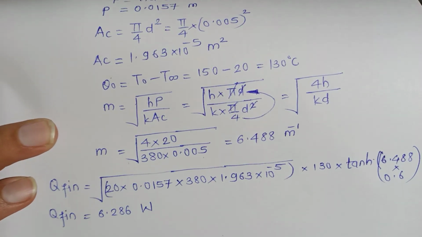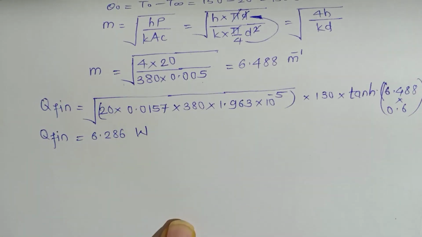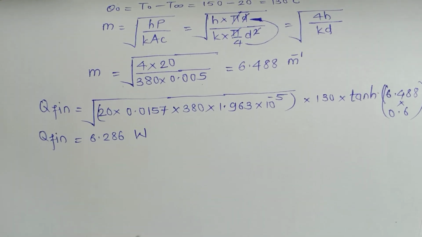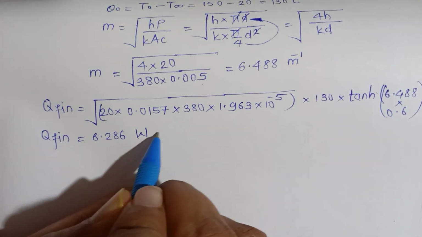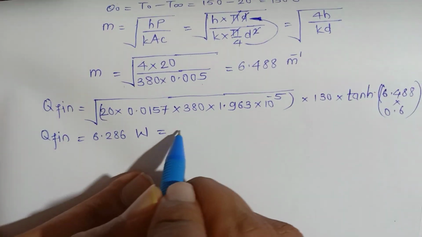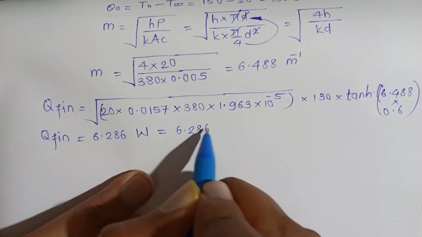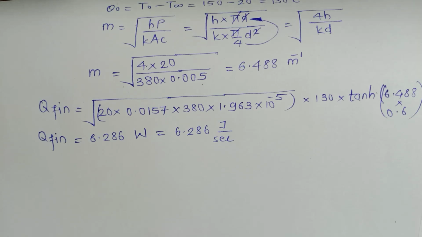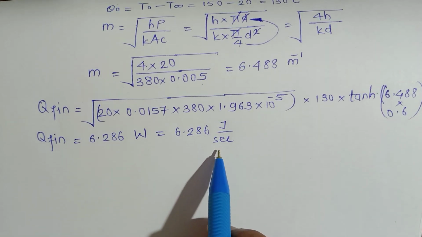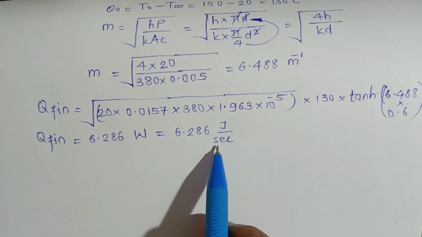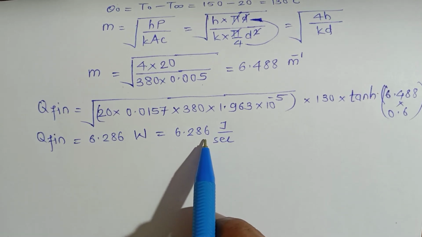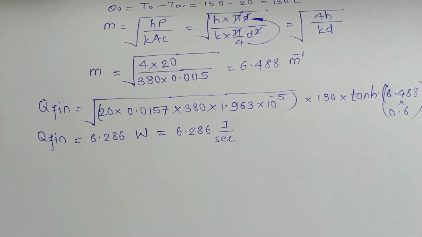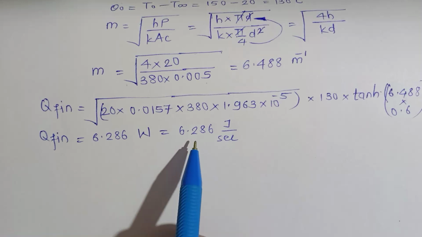Okay, but still the answer is incomplete, because the heat transfer rate has been asked in the question in kilojoule per hour. While what we have determined is in watt, so it means it is actually 6.286 joule per second. But we want it in kilojoule per hour. Now first we understand what is the meaning of this joule per second. It simply means that in 1 second 6.286 joules amount of heat energy is being transferred. So this is in 1 second. We need it for 1 hour.